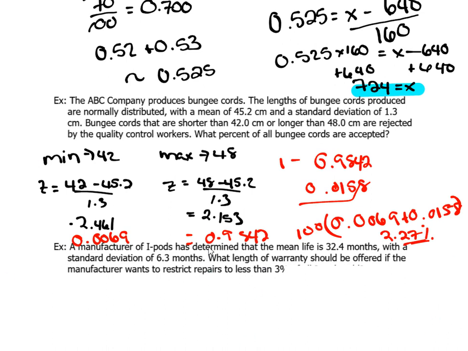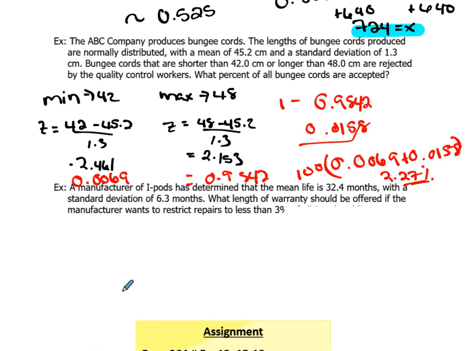All right, and in our last example, it says a manufacturer of iPods has determined that the mean life is 32.4 months with a standard deviation of 6.3 months. What length of warranty should be offered if the manufacturer wants to restrict the repair to less than 3%? So what we're going to have to do is take that 3%, turn it to a decimal, so 0.03. In other words, we divide it by 100.